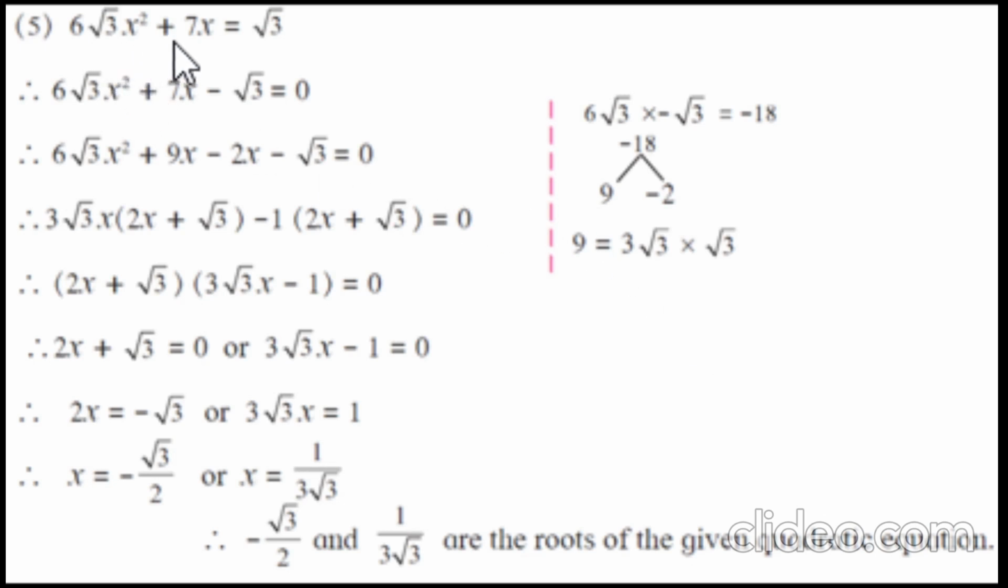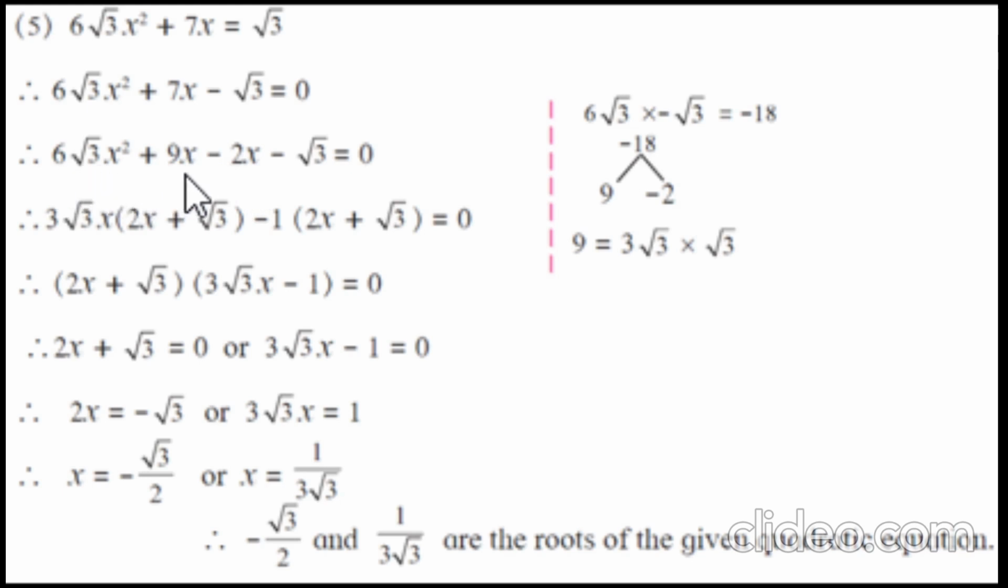6 root 3 x square plus 7x minus root 3 is equal to 0. This is a, a is 6 into root 3, b is 7, c is minus root 3. So a into c, 6 root 3 into root 3, is equal to minus 18. So 6 into 3, root 3 into root 3 is 3, 6 threes are 18. So we have to find two numbers whose product is minus 18 and whose addition or subtraction is plus 7. So these numbers are 9 and minus 2. So instead of 7x we have written plus 9x minus 2x.